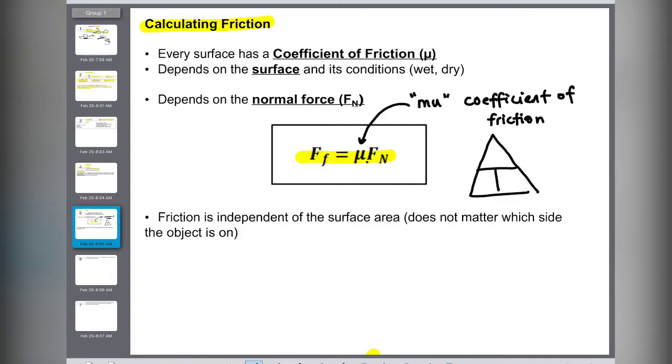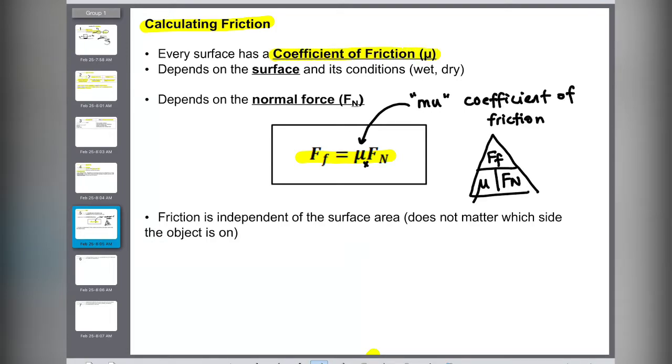If we want to use the magic triangle, I tried to teach that to you. If Ff is mu times Fn, meaning mu is beside Fn, we would put the mu to the left and Fn to the right. So I have Ff at the top. Okay, that is for you to use if you need it. If not, you can rearrange the equation.